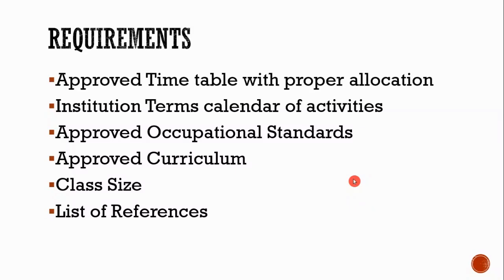You also need to understand your class size. And the basis of understanding your class size is that it's going to affect your training activities. So those activities or learner-active strategies that you're going to employ or planning to employ in class are going to be affected by the class size, and therefore understanding the number of learners in your class is very, very important. And the last is to have a list of references. And of course, it's good to always be able to reference your sessions, either using books, reading materials, journals, and of course, your occupational standard and curriculum. Those fall under references.